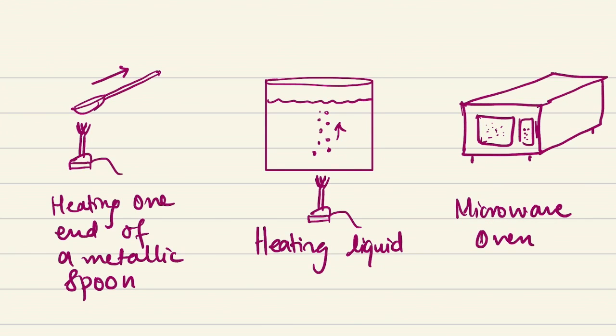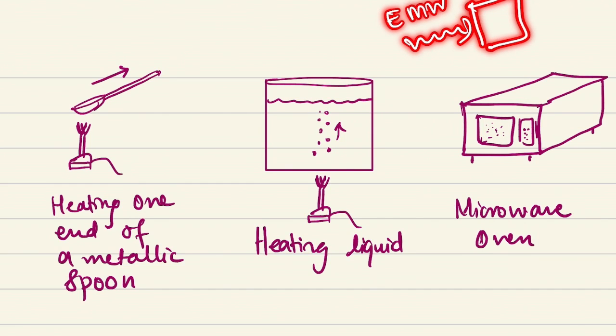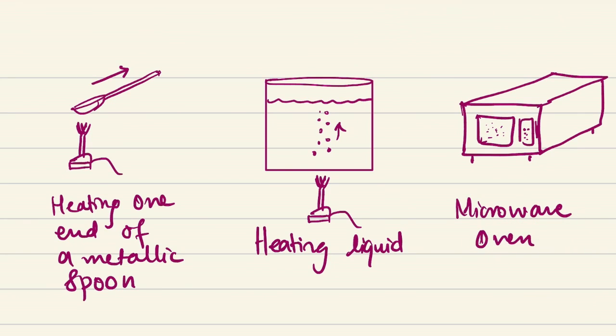And the property of an electromagnetic wave is that whenever it is incident on a material, it heats up. So this property of electromagnetic waves is utilized in a microwave oven. So heat is transferred, and this kind of mode of transfer of heat energy is called radiation.